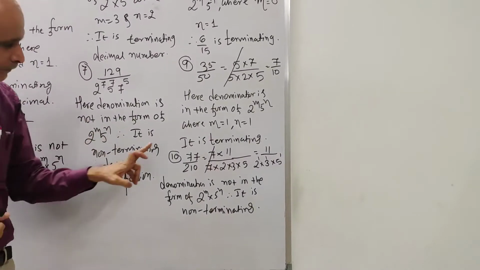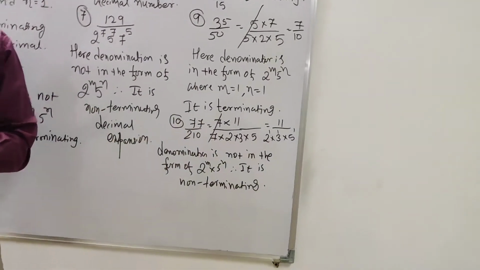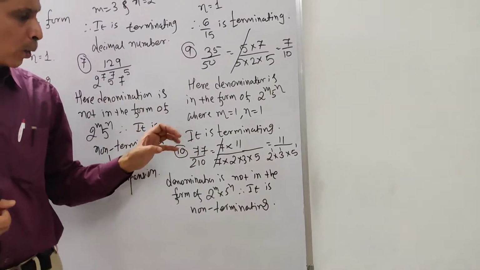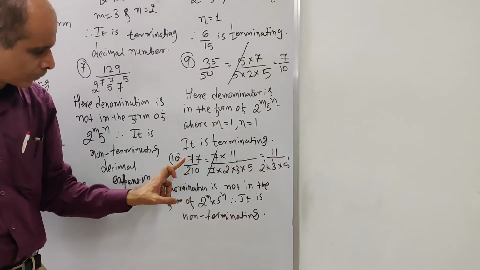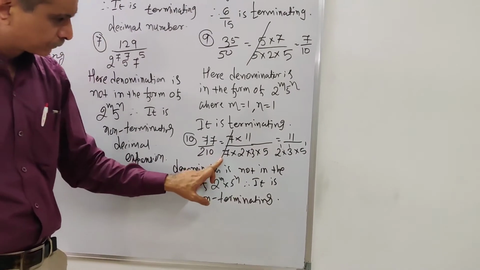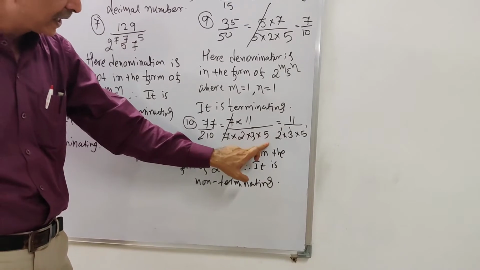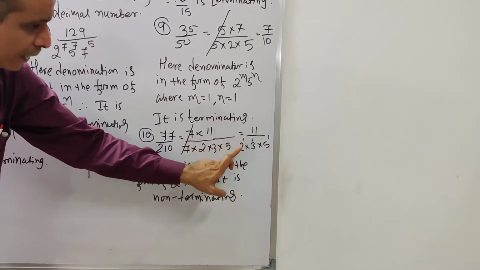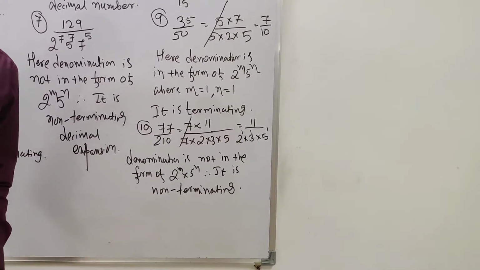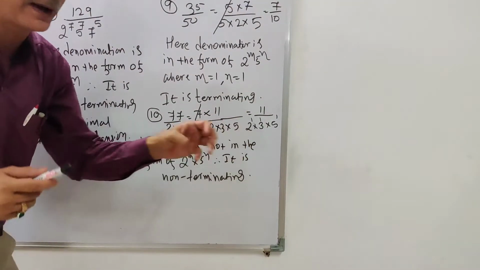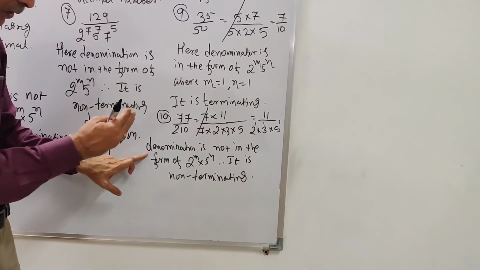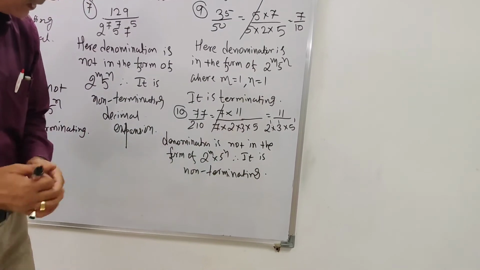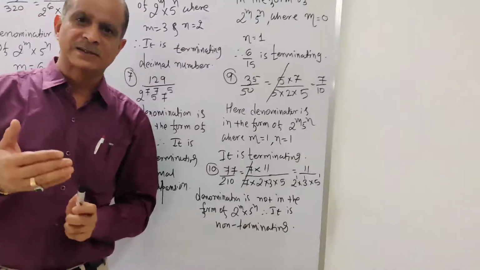Well, the last example, 77 upon 210. You know again 77 and 210 are not co-prime numbers. So 77 is 7 times 11, and 210 is 7 times 30, which is 2 times 15, and 3 times 5. So if you cancel this 7, the numerator is 11, and the denominator is in the form of 2, 3 and 5. So along with 2 and 5 there is 3, and that's why the denominator is not in the form of 2 raised to m and 5 raised to n. So it is not a terminating decimal expansion.